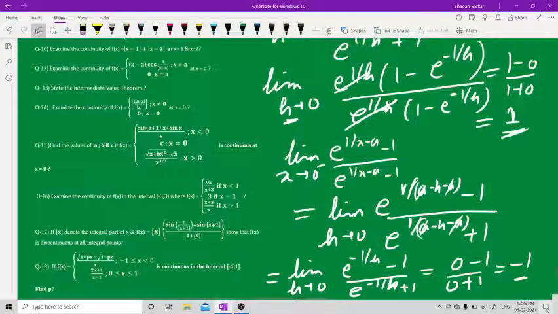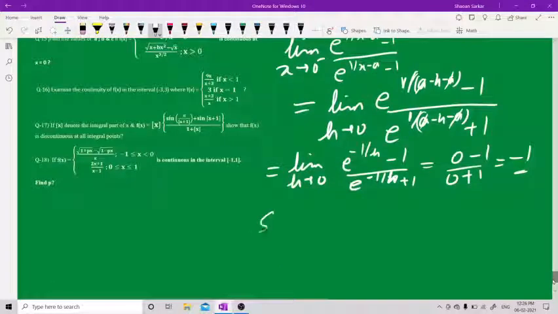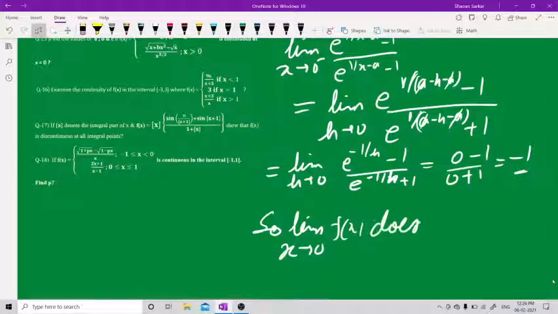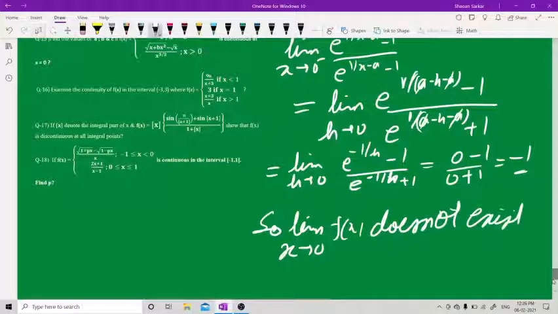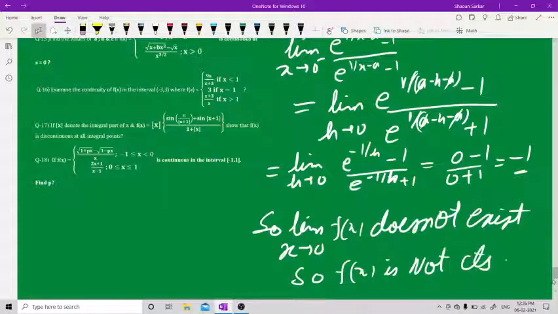The next line we will write. So limit x tending to a, f(x) does not exist. So f(x) is not continuous. This is the way you will have to do it.